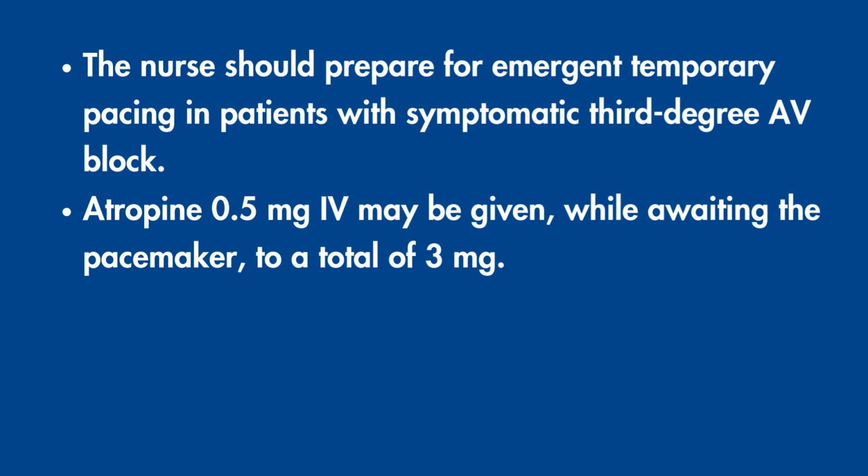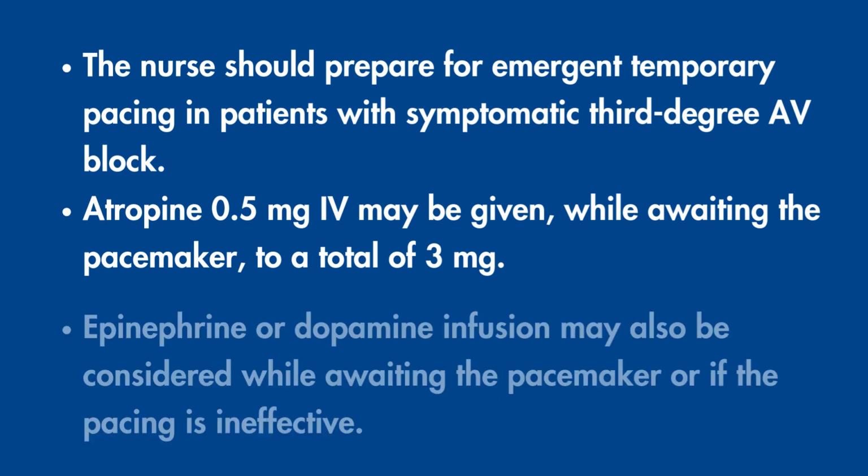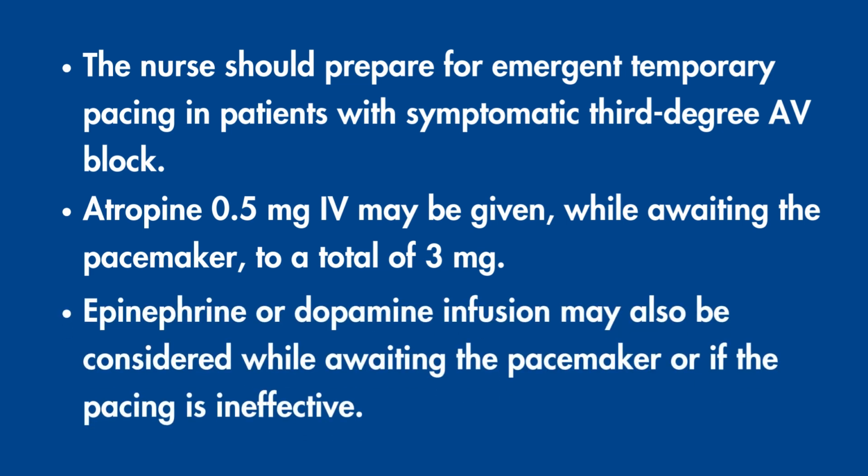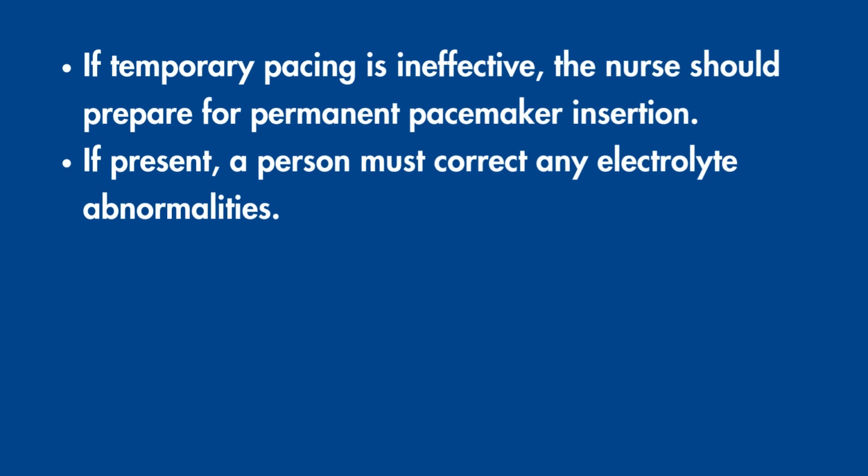Atropine 0.5 mg IV may be given while waiting for pacemaker to a total of 3 mg. Epinephrine or dopamine infusion may also be considered while waiting for the pacemaker or if the pacemaker is ineffective. If temporary pacing is ineffective, the nurse should prepare for permanent pacemaker insertion. If a person has electrolyte abnormalities, it should be corrected.